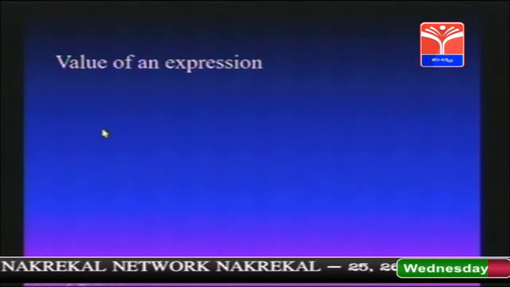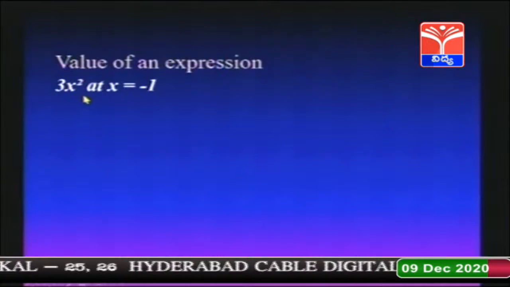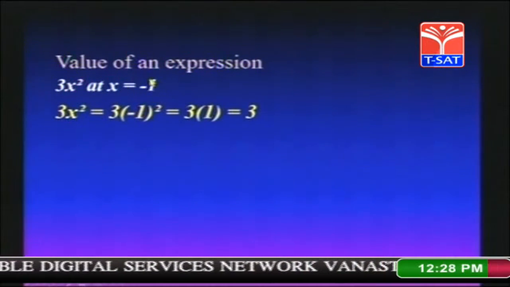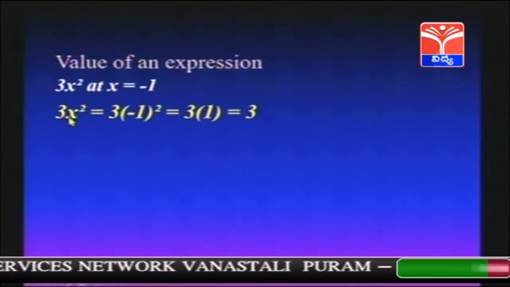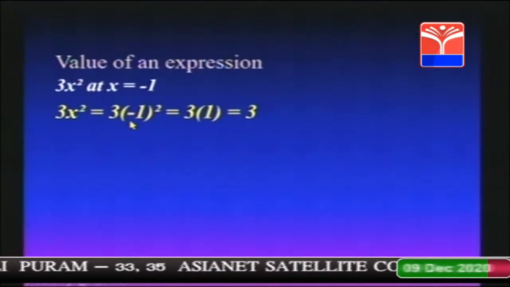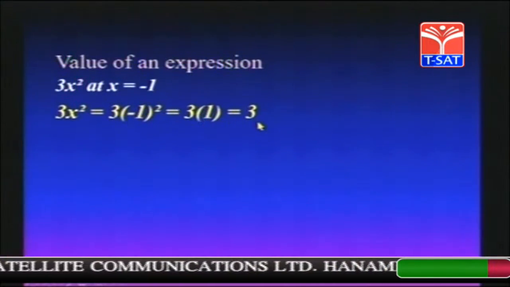Now let us see how you find the value of an expression. 3x square at x is equal to minus 1. Now let us substitute minus 1 in place of x here. Substitute means in place of x we will write minus 1. Minus 1 whole square, that is 3 into 1, is equal to 3.